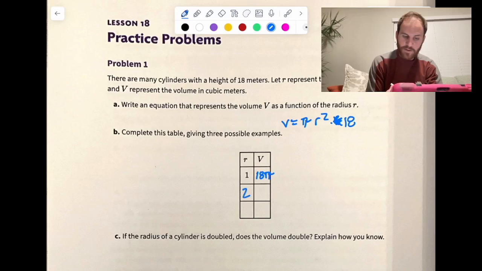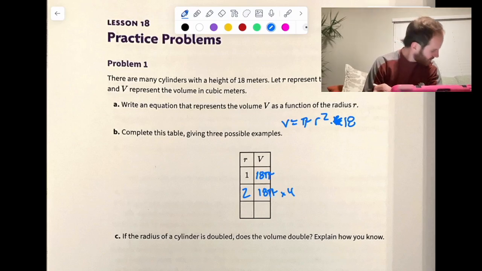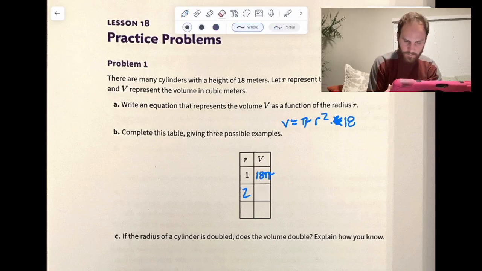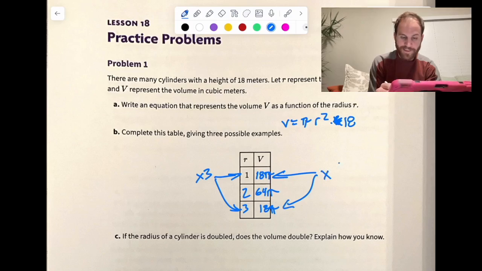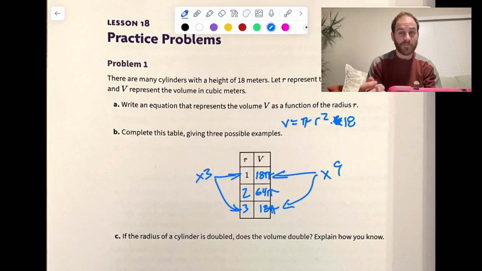Now, if we multiply that radius by 2, our volume is going to be 18 pi times 2 squared, or times 4. What's 18 times 4? 72 pi. So we should have 72 pi in here. And then if we multiply the radius by 3, it's going to be 18 times 9, which I don't really know what that is off the top of my head. But that would be the volume. If we multiply that radius by 3, our volume is going to be multiplied by 9, or 3 squared. Okay, that's what that means.